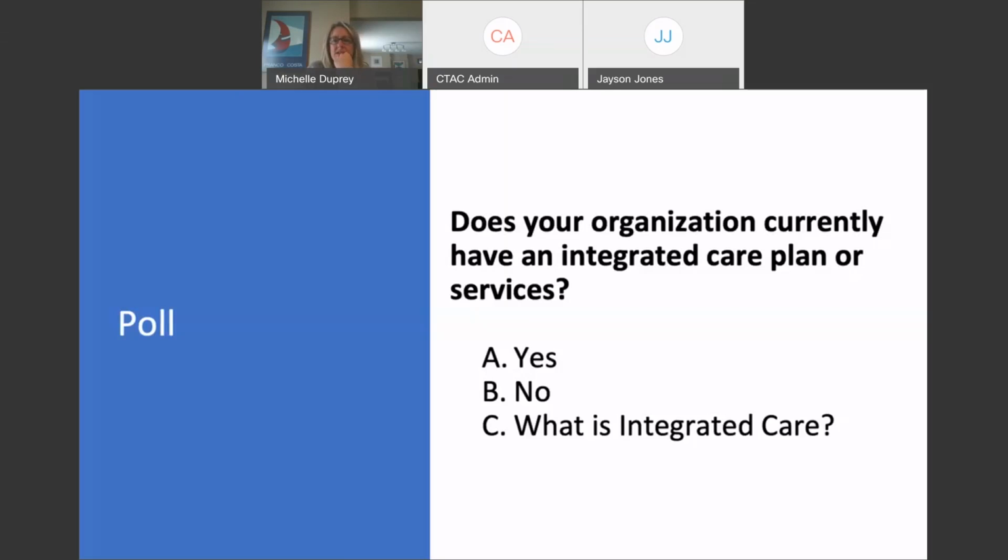Okay. Looks like we have our results. 18 yes, 9 no, 12 what is integrated healthcare, and 33 not sure any of those answers fit. So that is helpful still to know where some people are landing. Thank you so much.